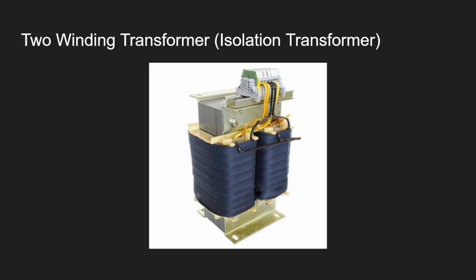Isolation transformer will use some plastics to separate these two coils, so that you don't touch it. Okay, this is a two windings, the two means two coils. And this is not for reference, but it is common to be seen.